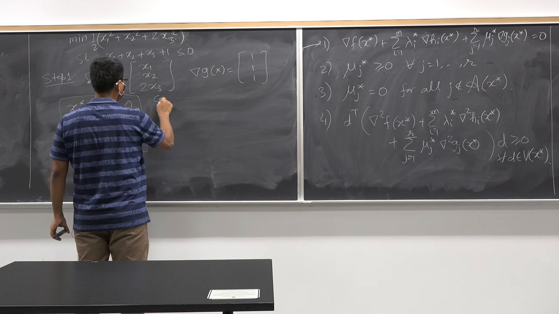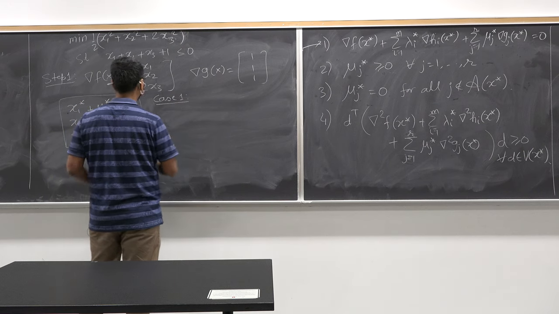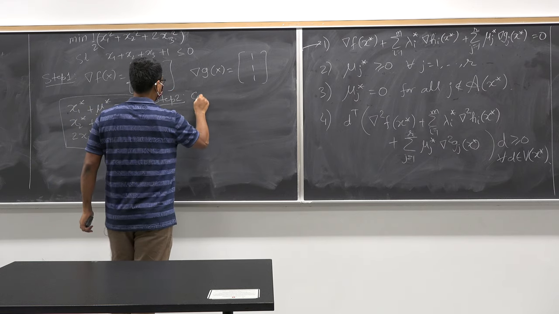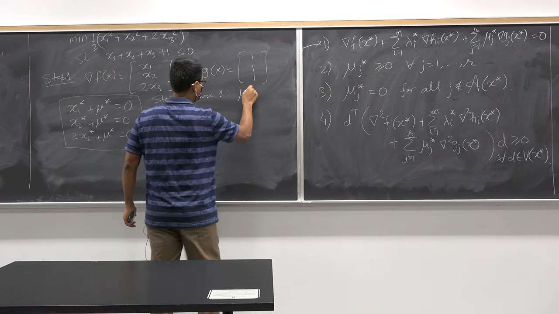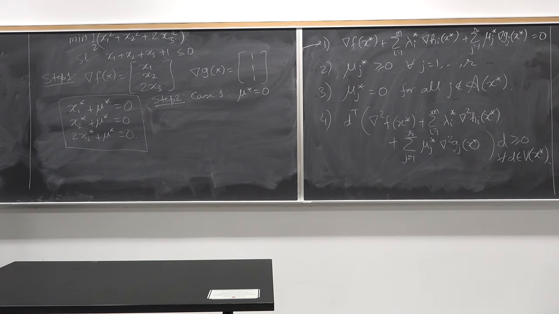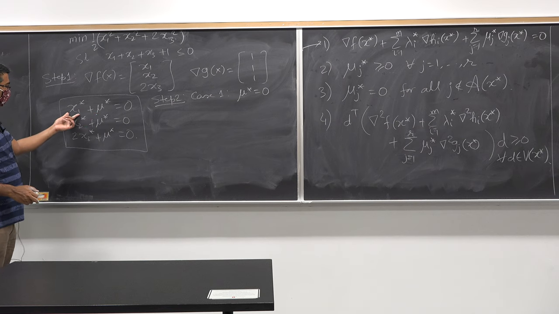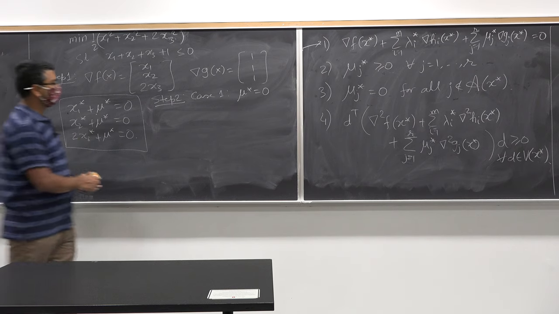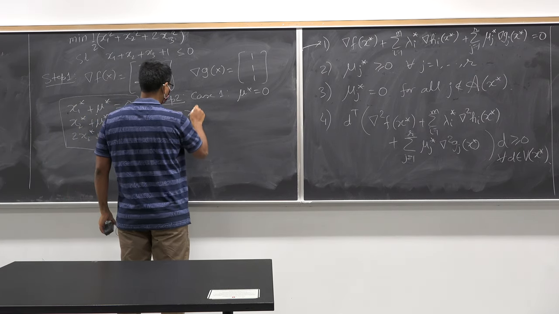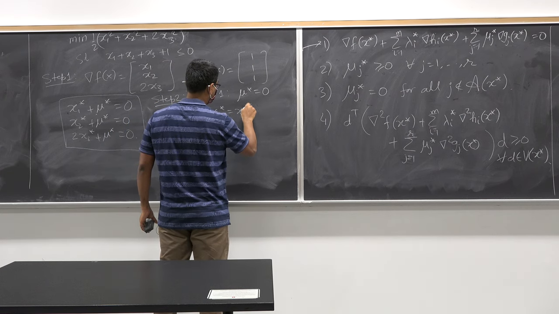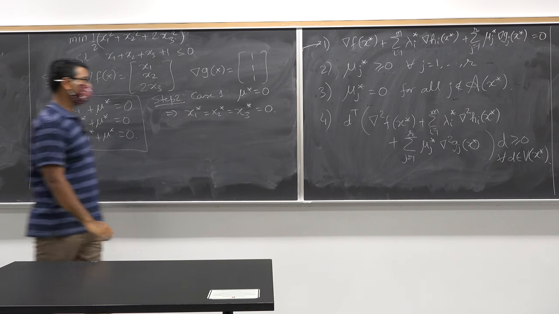So I have case 1. So this is going to step 2 now. So step 2, case 1, mu star is equal to 0. What happens if I pick mu star to be equal to 0? Then it turns out that x1 star should be 0, x2 star should be 0, and x3 star should be 0. So this would imply that x1 star equals x2 star equals x3 star, they are all equal to 0.